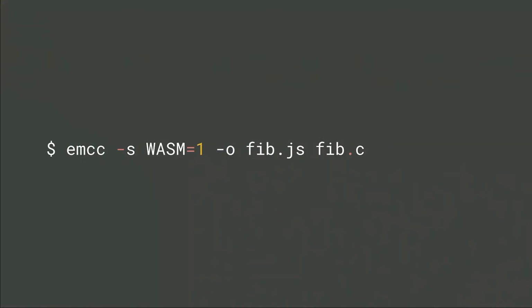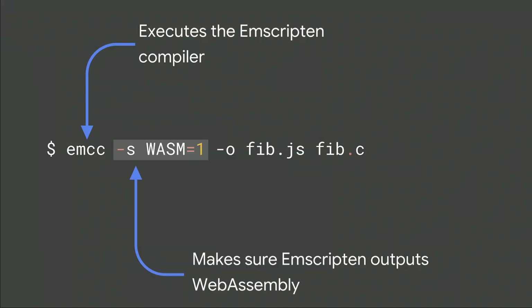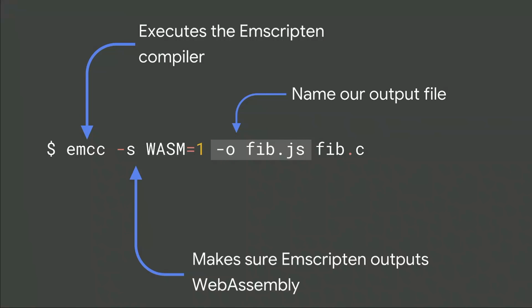This is the command that we'll use to actually compile our file, and we can step through each of the pieces. You'll first use emcc to actually execute the Emscripten compiler. Then we'll pass in -s wasm=1 to make sure that Emscripten will output WebAssembly, since it still outputs asm.js by default, though this will be changing to defaulting to WebAssembly soon. We also want to name our output file, so we'll pass in -o fib.js. And then finally, we'll pass in our input file, fib.c. And this is the whole command that you need to execute.